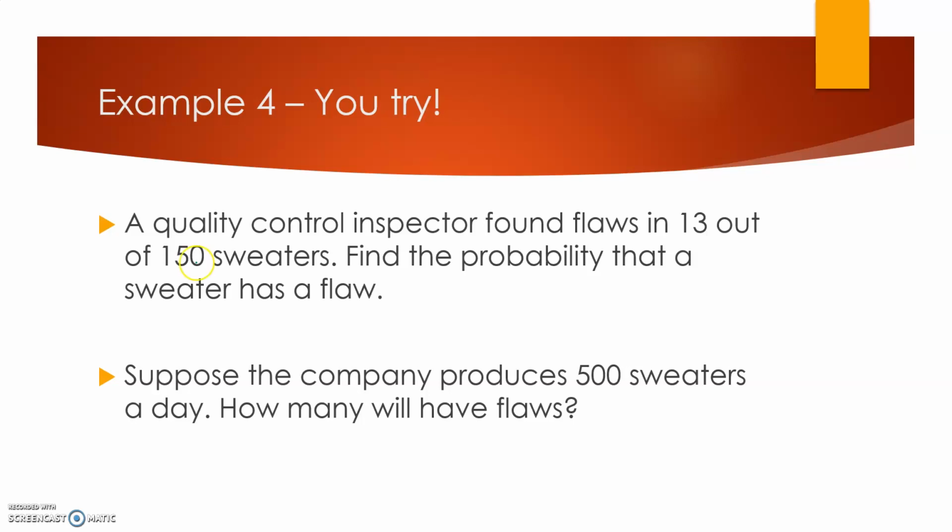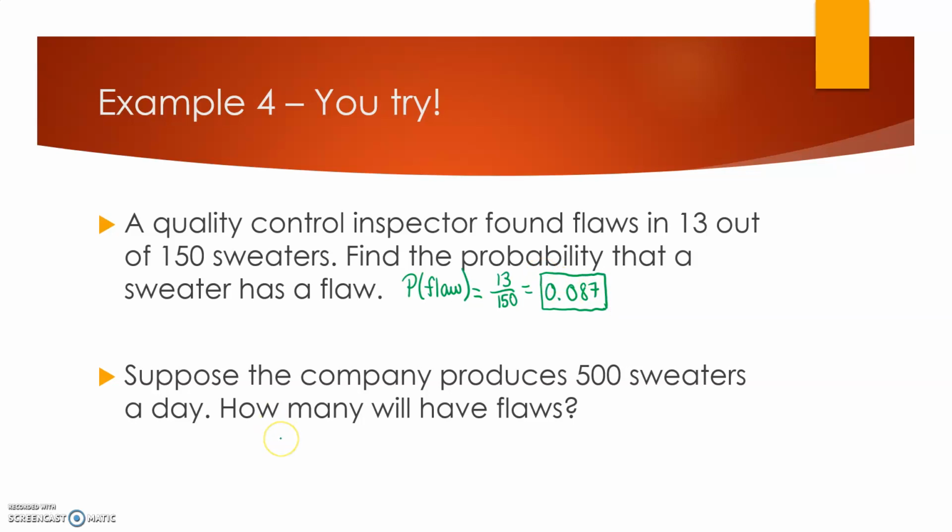All right, so it says that a quality control inspector found flaws in 13 out of 150 sweaters. Find the probability that a sweater has a flaw. So probability that there is a flaw. Well, we know that 13 out of the 150 had a flaw. So we're going to do in our calculator 13 divided by 150. That gives us 0.087. So this is the experimental probability in that sample of the sweaters that had a flaw.